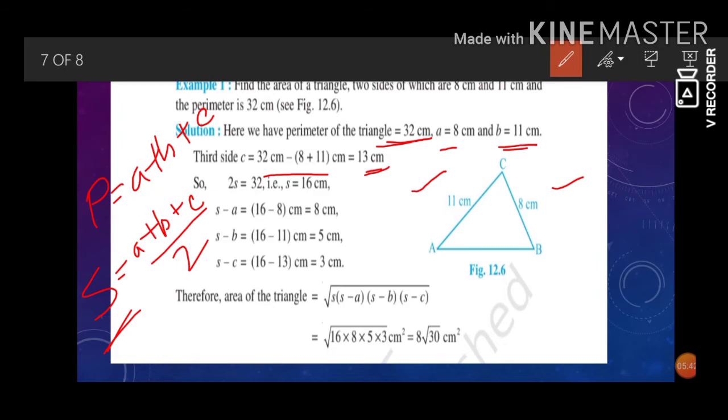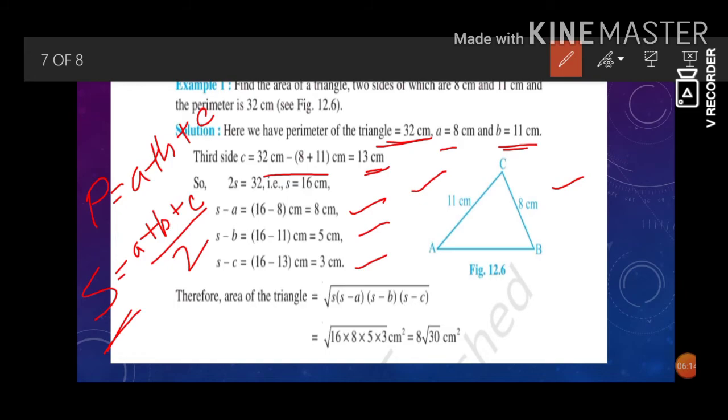Now separately we can find out S minus A, S minus B, S minus C, or we can do it while we are solving the sum. So S minus A is 16 minus 8, which is 8, S minus B is 16 minus 11, which is 5, and S minus C is 16 minus 13, which is equal to 3.